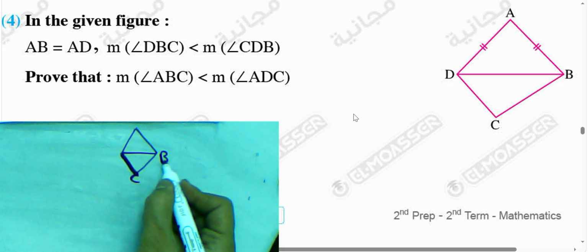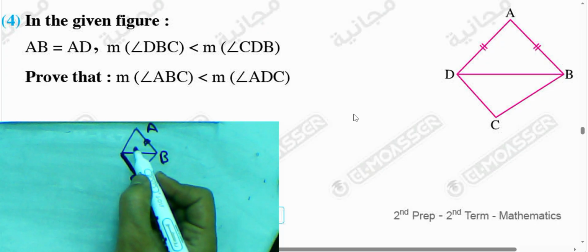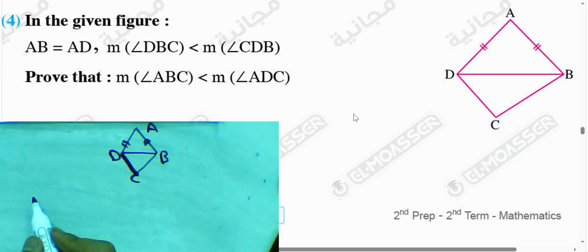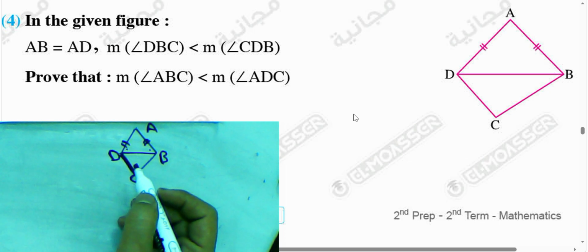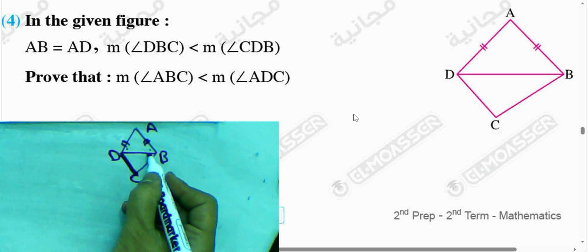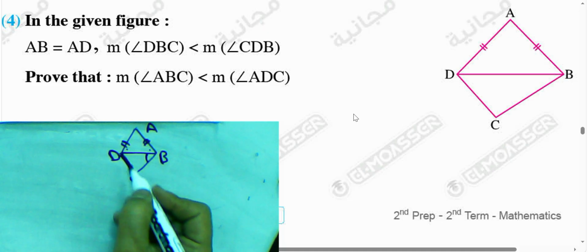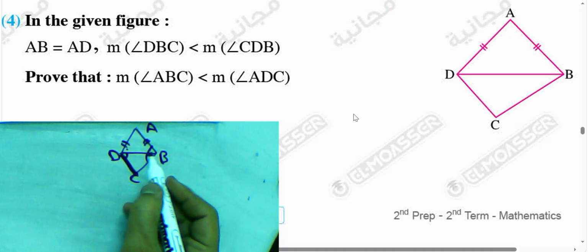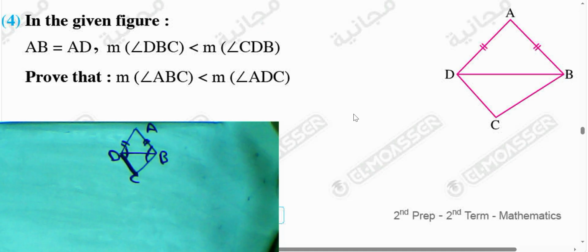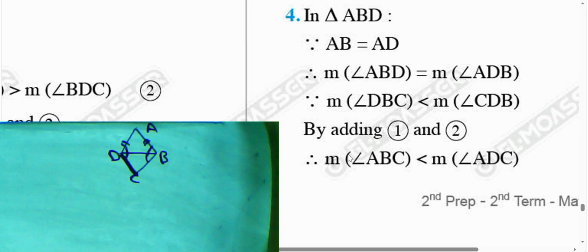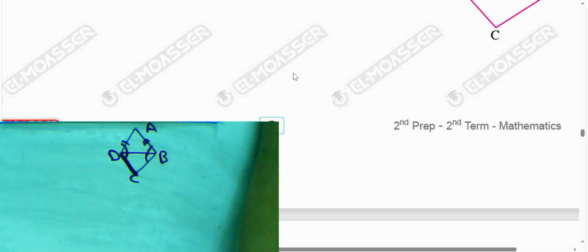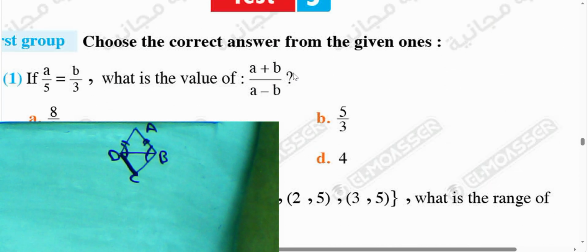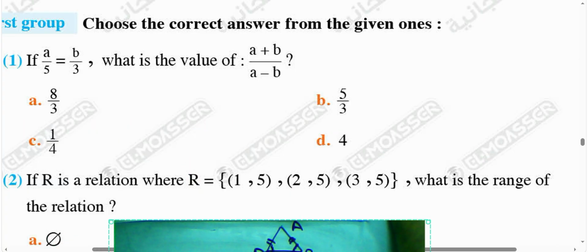Angle C and B and A and D. They are equivalent. This angle equals this angle, and he gives me angle DBC, this angle greater than angle CDB. If we collect together, this angle is greater than this angle. Okay, write the steps here. This question is model number 5 or 4. Now question number 5, you can read this question and find the answer.